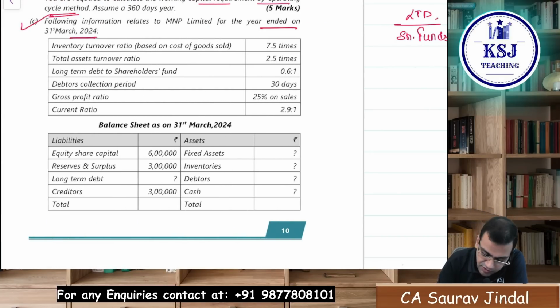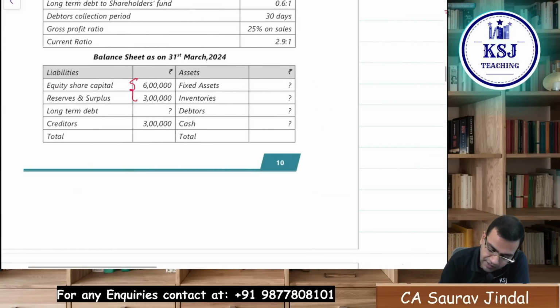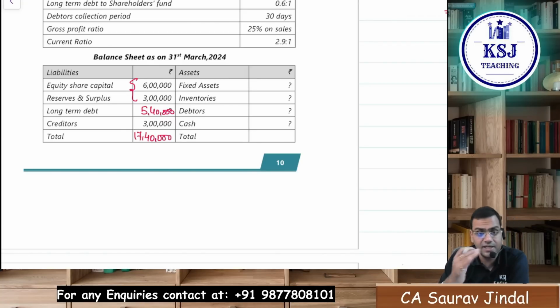Yes, sir, because the shareholders' funds are given as 9 lakh. So long-term debt will be how much? 0.6 into 9 lakh. 5,40,000 will be my long-term debt. So I will write here 5,40,000. So what will be the total of the liabilities side? That is 17,40,000 will be the total of the liability side. Now total liabilities is equal to total assets. 17,40,000 will be my total assets.